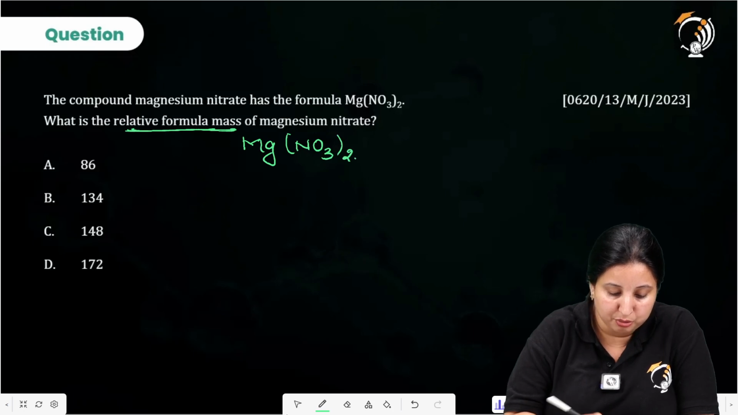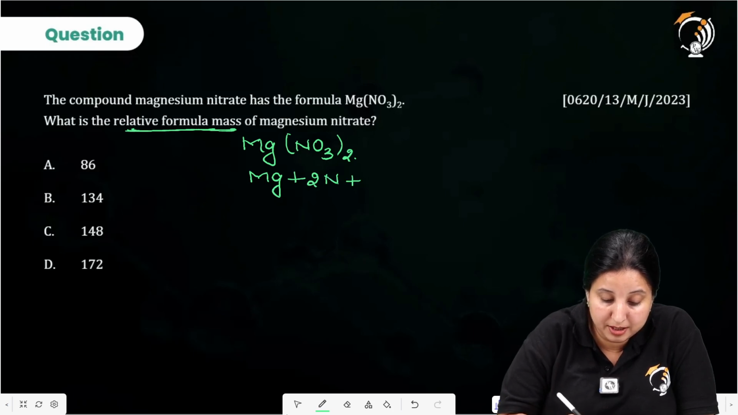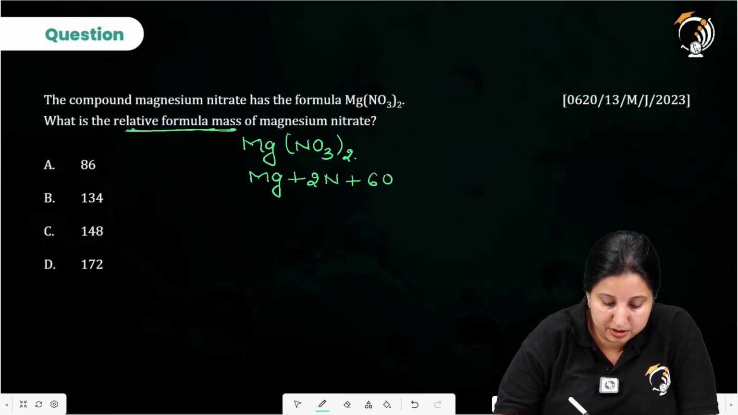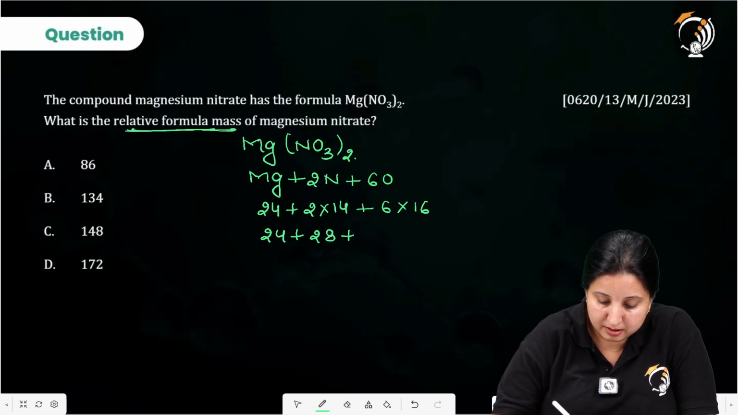Mg(NO3)2. So magnesium I am having 1, plus, now look how many nitrogens I am having, 2, plus oxygens I am having 3 2s are 6, 6 oxygens. So in the case of magnesium I am having 24 plus 2 multiplied by 14 plus 6 multiplied by 16. So 24 plus 28, 96. So let's calculate it.